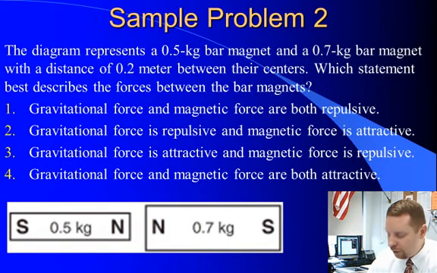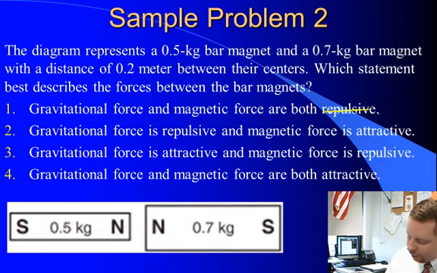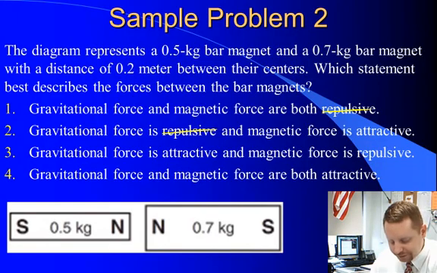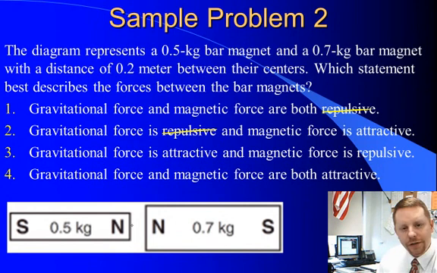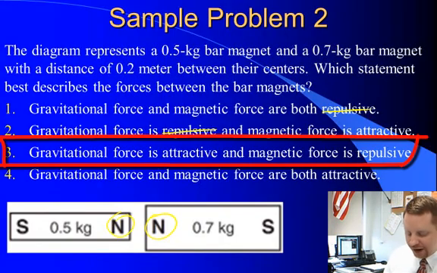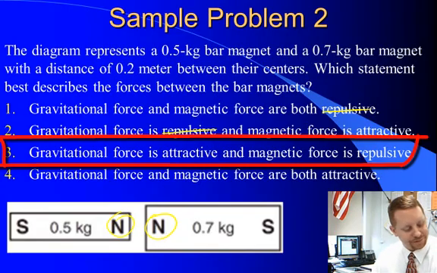Well, right away we know gravity can only attract. So a gravitational force that is repulsive doesn't work, so that eliminates 1 and 2. Now, because the closest poles are the norths, those will have the strongest forces, and those are like poles, so they will repel. So the gravitational force is attractive, gravity always attracts, and the magnetic force is repulsive. Answer number 3.